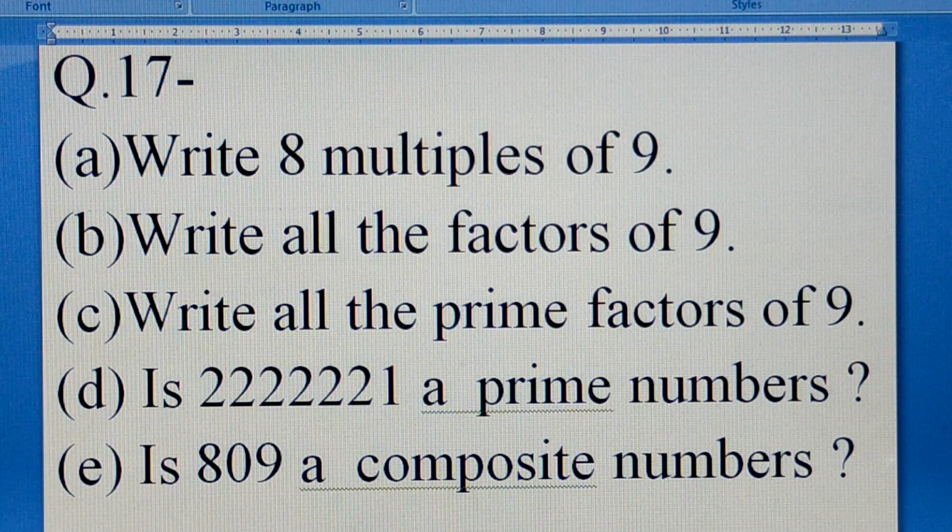What are the factors of 10? 10 is divided by 1, 10 is divided by 2, 10 is divided by 5, and 10 is divided by 10. Then the factors of 10 are 1, 2, 5, 10. In the same manner, you have to write the factors of 9. See, write all the prime factors of 9. Prime numbers are the numbers which can be divided by 1 and itself. Is 2 a prime number? Now you have to find out whether it is a prime number or not.